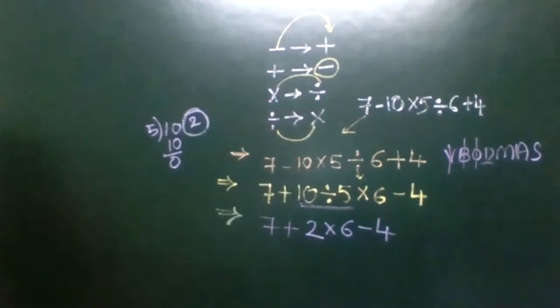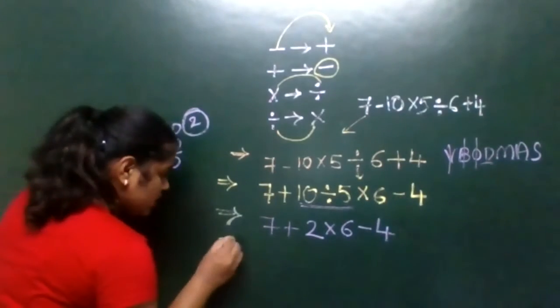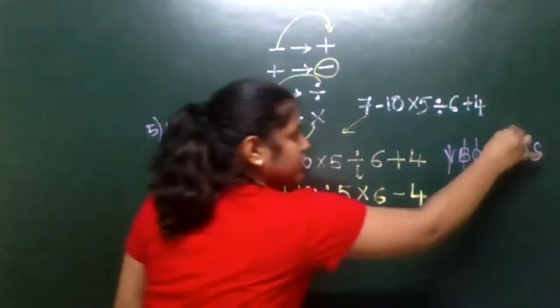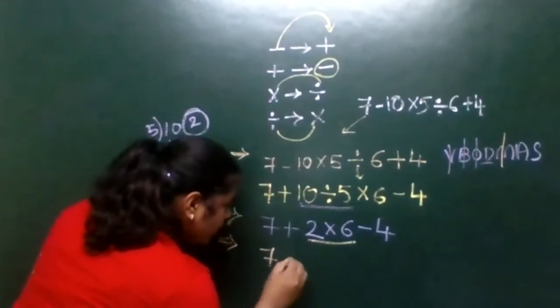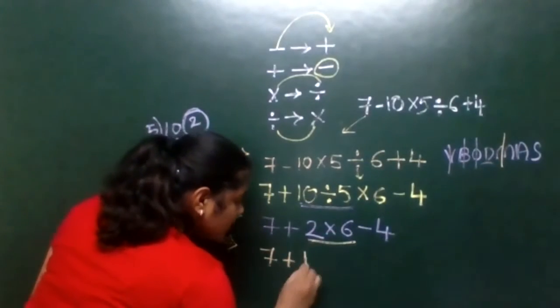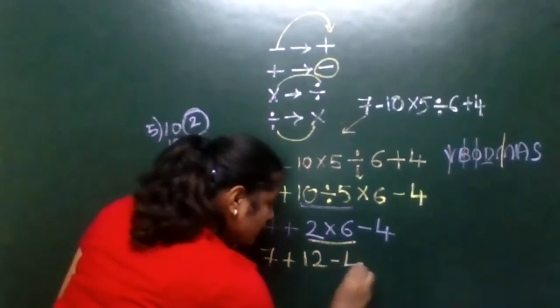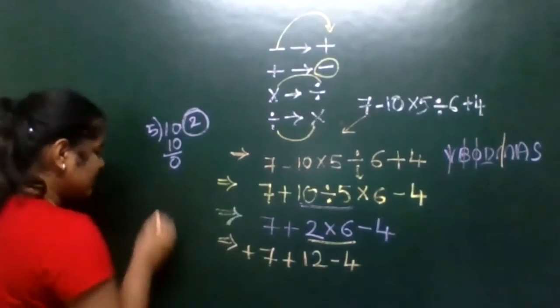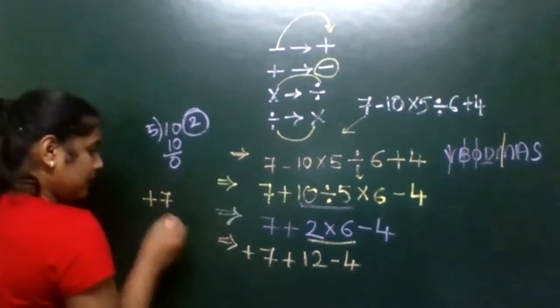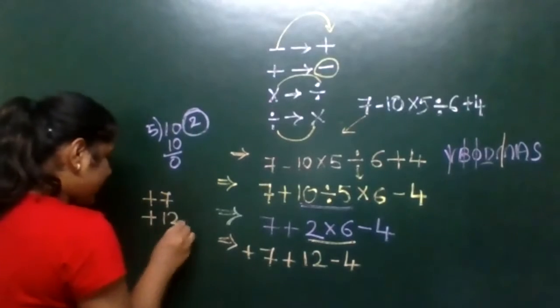Again, let me solve. Now here, next is multiplication. Then 7 plus 6 twos are 12, minus 4. If you don't have any sign, it's plus. 7 plus 12.